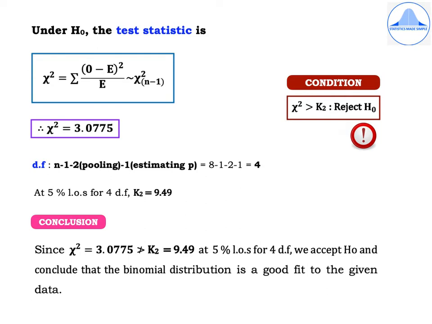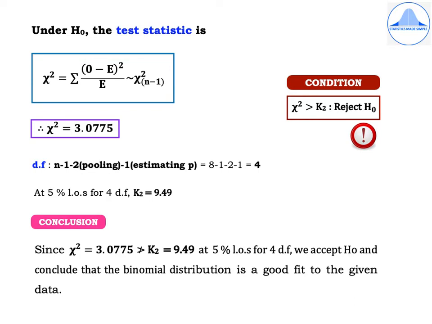Now the degrees of freedom for the goodness of fit test is actually n minus 1. Now we have pooled twice, so you have to subtract 2. And in the question, they have mentioned that the binomial distribution is fitted after estimating the parameter p. So whenever a parameter is estimated, again you have to reduce the degrees of freedom by 1. So we get 8 minus 1 minus 2 minus 1, which is equal to 4. So at 5% level of significance for 4 degrees of freedom, from the statistical table, we get K2 equal to 9.49.